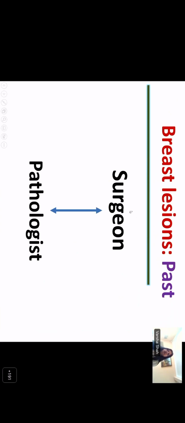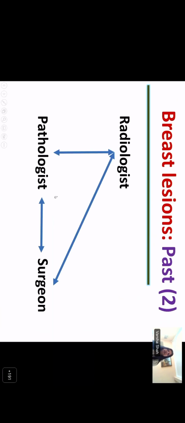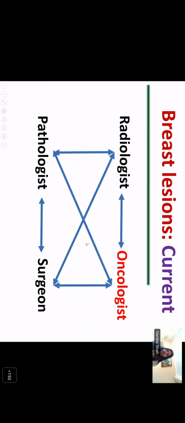In the past, there was only communication between surgeon and pathologist. Then we moved on to the radiologist getting involved, and surgeons, pathologists, and radiologists were communicating with each other. But now all four are communicating with each other because the oncologist also needs information from the pathologist as well as from the radiologist if he or she is going to give neoadjuvant chemotherapy. Okay, so there I stop.